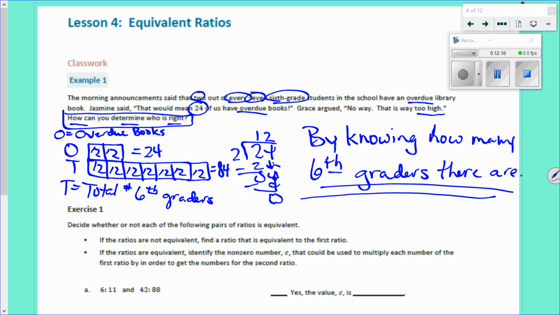But this whole thing centers around the fact that they don't tell us how many students there were. So we can't really tell who is correct. We can do all of this math and figure all this out, but if we don't pay attention to the question, guys, you're going to get the wrong answer.